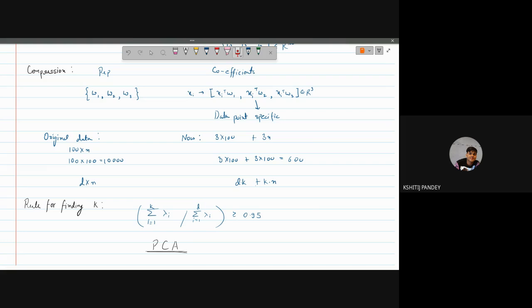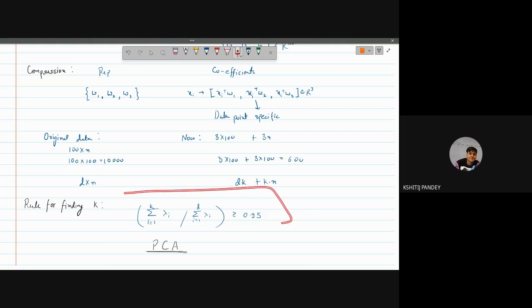So there are two cases. Generally, not all the features are very important. So the data you have, let's say the data is in R^d, but not all the features are very important, so it tends to be in some lower subspace generally. And even if that's not the case, you will find the value of k such that it captures 95% of the variance. Let's discuss this rule.